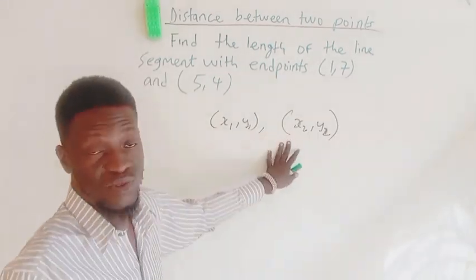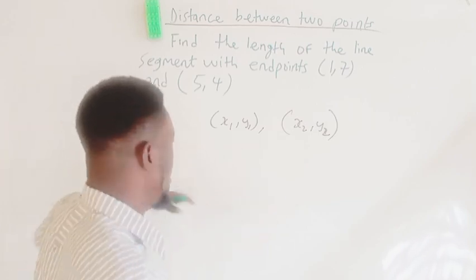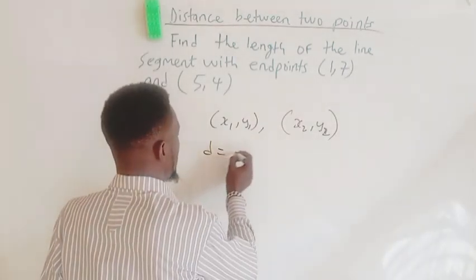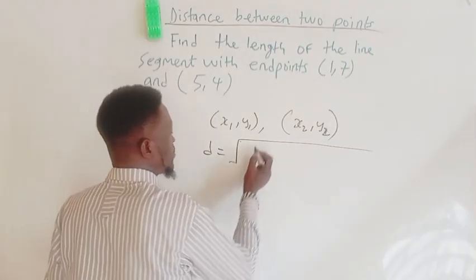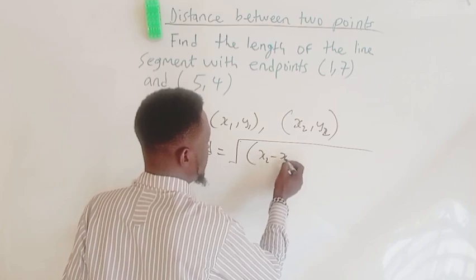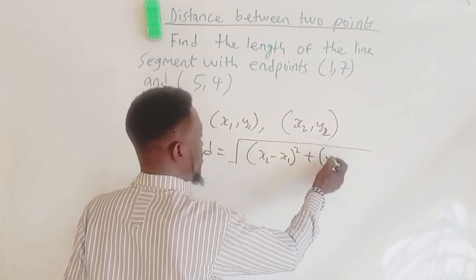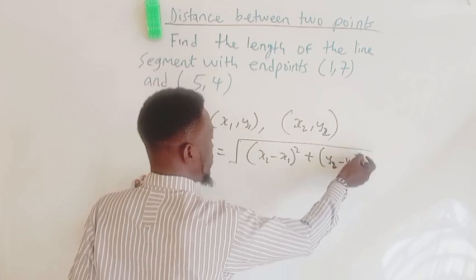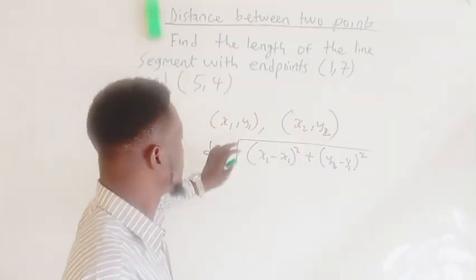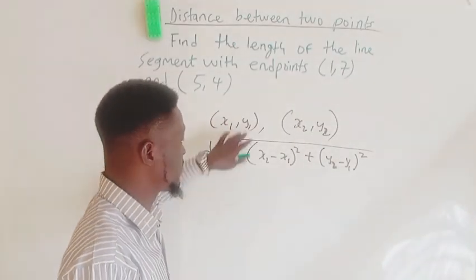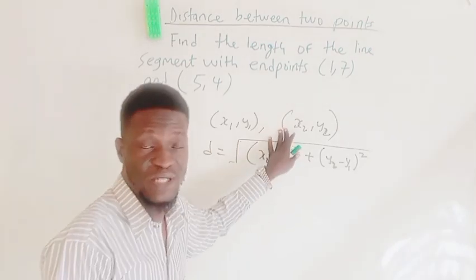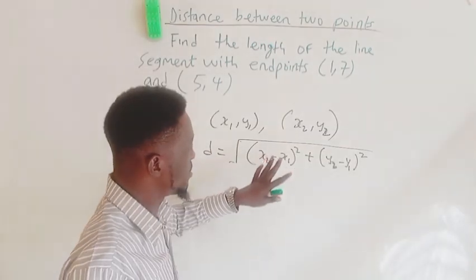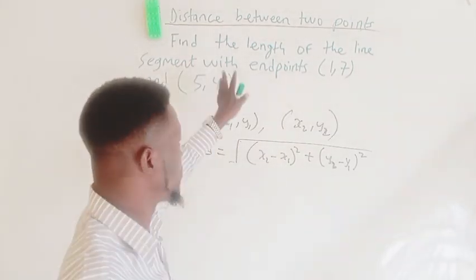One formula that is used to get the distance between 2 points is this formula, which is d is equal to the square root of (x2 minus x1) all squared plus (y2 minus y1) all squared. Okay. This formula is derived from these two coordinates by using the Pythagorean rule. Okay. Let's use this formula to solve this question that is given to us.